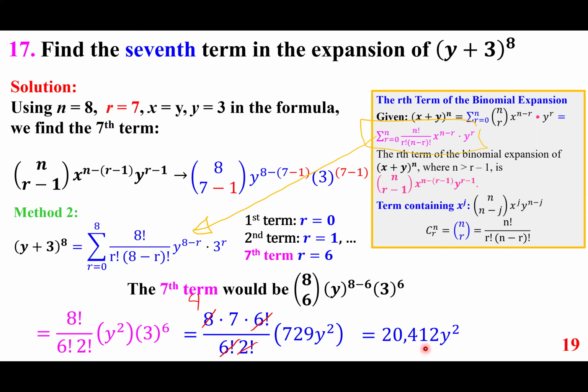I want to quickly recap this. You can memorize this formula or ignore that. You already know this formula. Either you write it in this format or in this format, it doesn't matter. Just remember, since r starts at 0, the first term is r equals 0. And then the second term must be r equals 1.